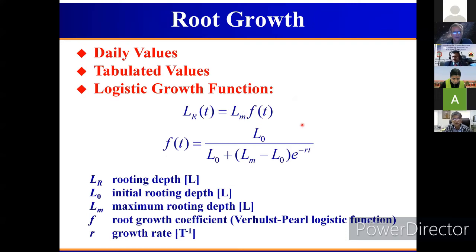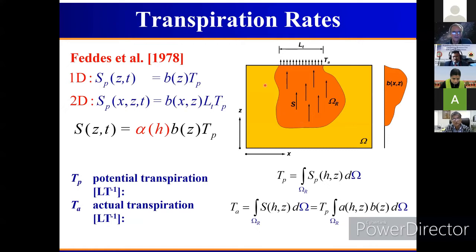If you want to obtain the actual transpiration rates, we need to integrate the actual uptake over the root zone. So if we integrate the potential uptake over the root zone, we get back to the potential transpiration. And if you integrate the actual root water uptake across the root zone, we get the actual transpiration.